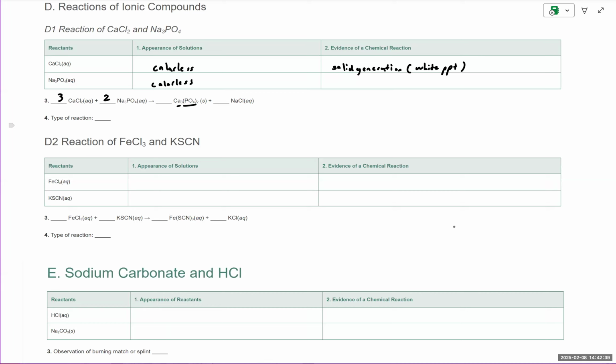As you see, we have 2 times 3, which is 6 sodium and 6 chloride on the left. So we need 6 sodium chloride on the right. This is known as a double displacement reaction. These are also known as exchange reactions. And these are also known as precipitation reactions because we are generating a solid precipitate product.